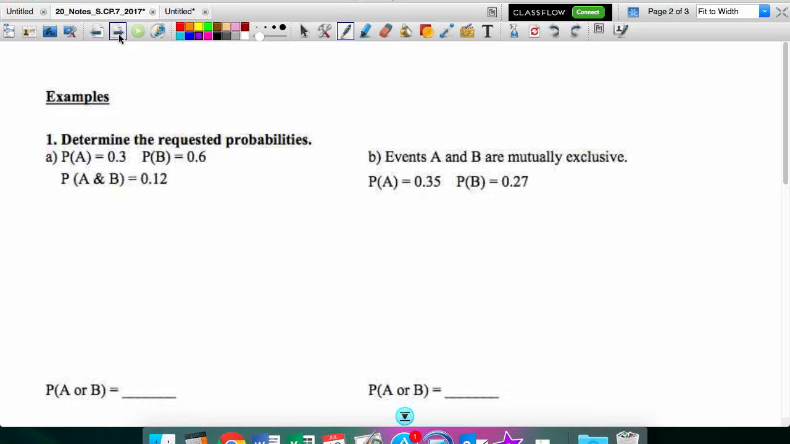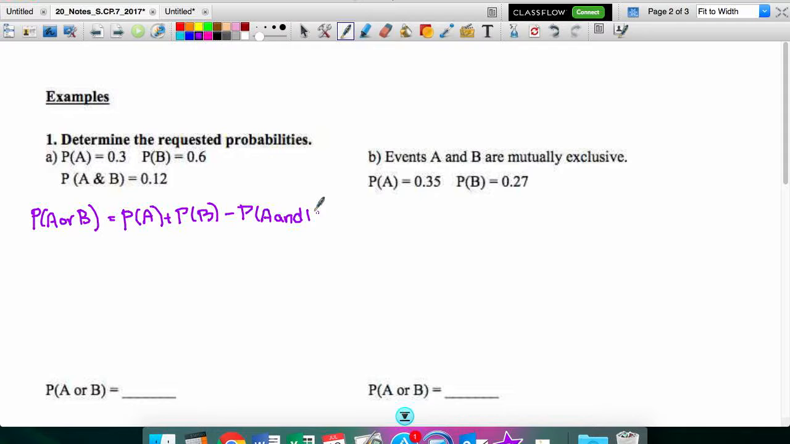Here we have several examples. 1A, we want to determine the requested probability. We have the probability of A, we have the probability of B, and we have the probability of A and B. We want to simply calculate the probability of A or B. So we go to our formula, the probability of A or B. As we know, this is equal to the probability of A plus the probability of B minus the probability of A and B.